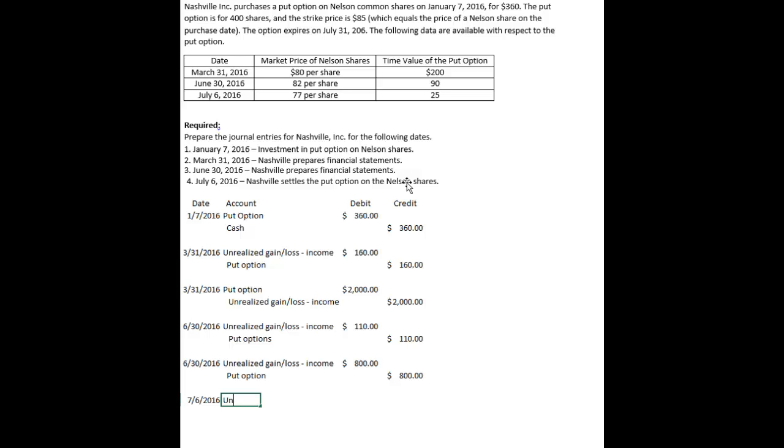So we would have unrealized gain/loss, dash income, and that amount would be what, $65, the difference between the 90 and the 25. And so we go right to the put option with that.